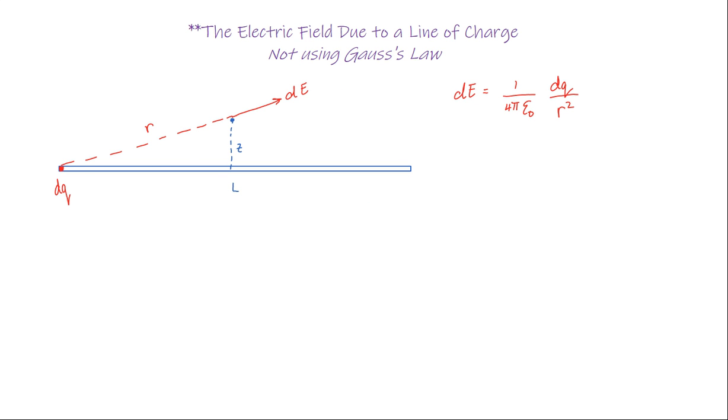And the first thing that we wanted to do from the last video's steps was write dq as the element lambda dx, because we wanted to change the q perspective to a geometrical perspective that still represents the same thing. So I'll go ahead and do that right over here. So I'm going to have dE is equal to 1 over 4 pi epsilon naught times lambda dx over r squared.